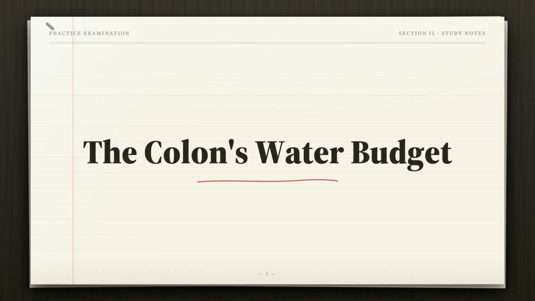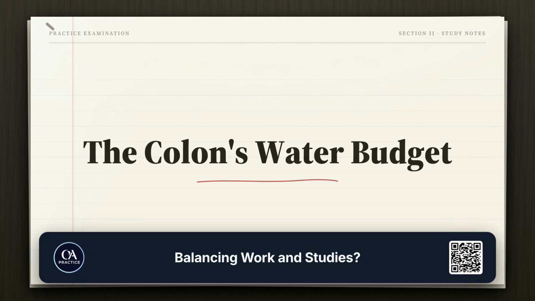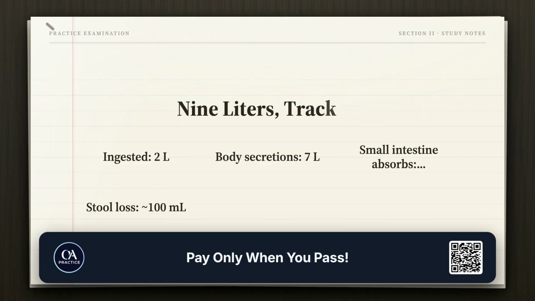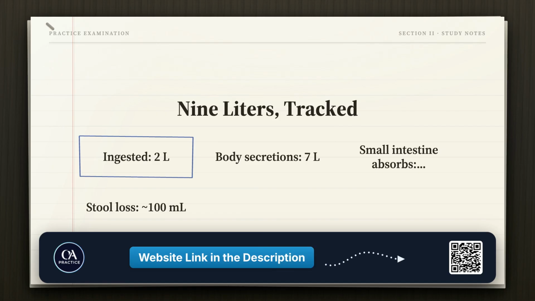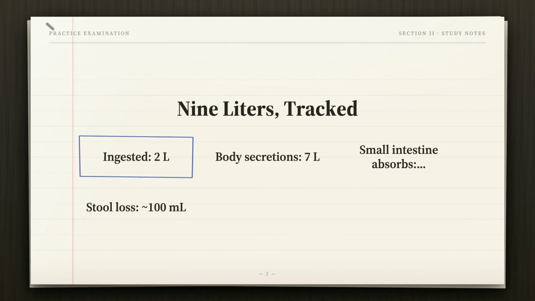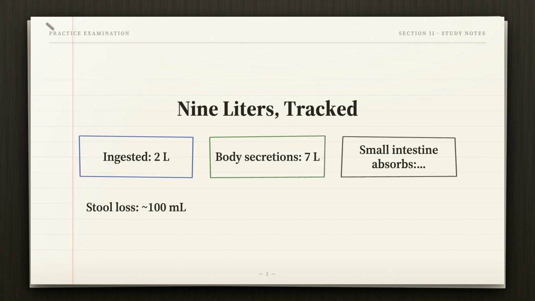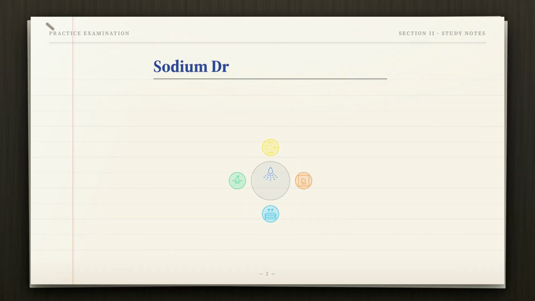Every day, your digestive tract processes about 9 liters of water. Understanding where that water goes reveals exactly what the colon is built to do. Only 2 liters come from food and drink. The other 7 are secreted internally as saliva, gastric juice, bile, and more. The small intestine reclaims most of it, leaving the colon to recover over 90% of what remains. So barely 100 milliliters escapes in stool.